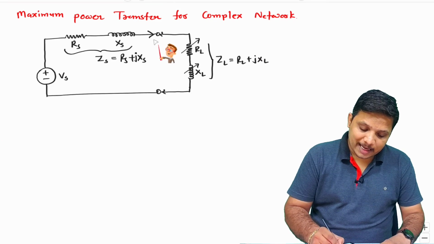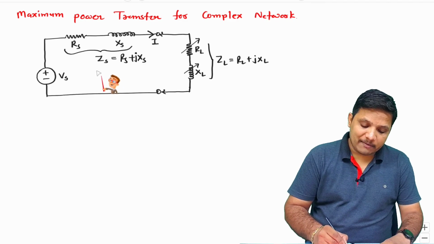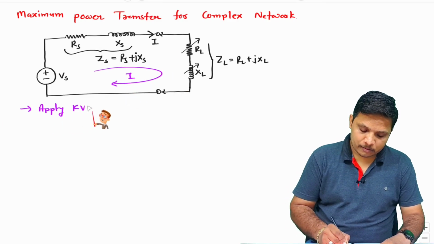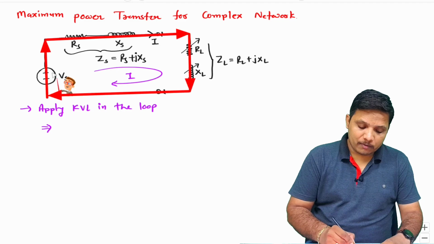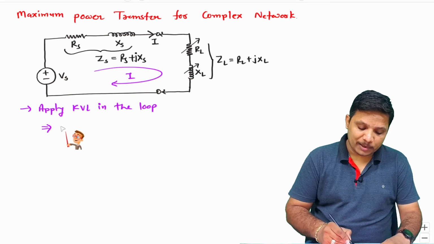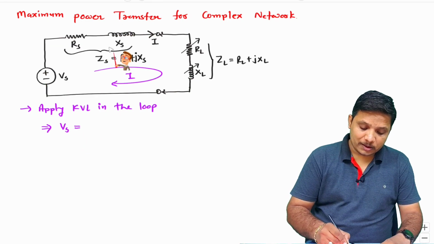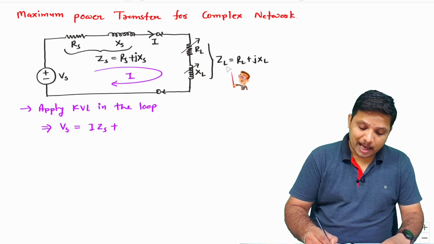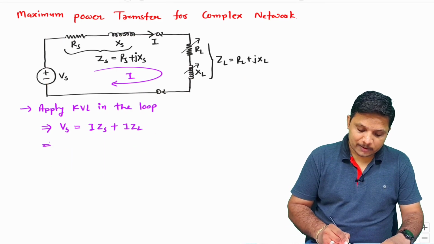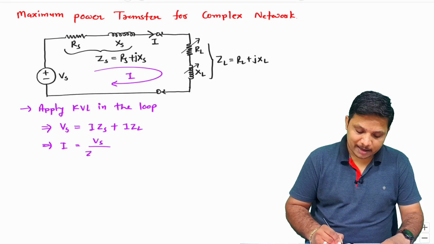Let us first find how much current flows in the loop. If there is current I flowing in the loop, let us apply KVL in this loop. We have one voltage source going from minus to plus, so I consider it as plus Vs, and that equals current I into Zs plus current I into ZL. So current I is Vs divided by Zs plus ZL.